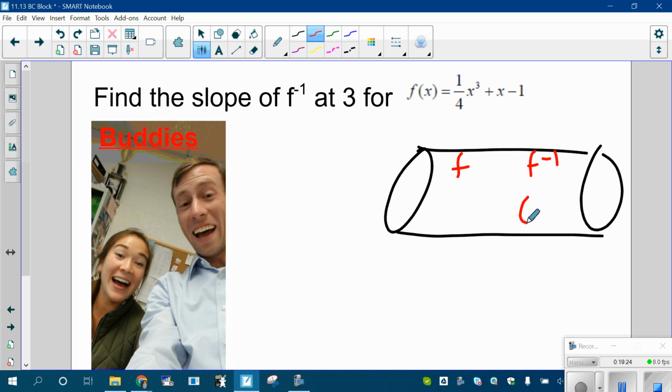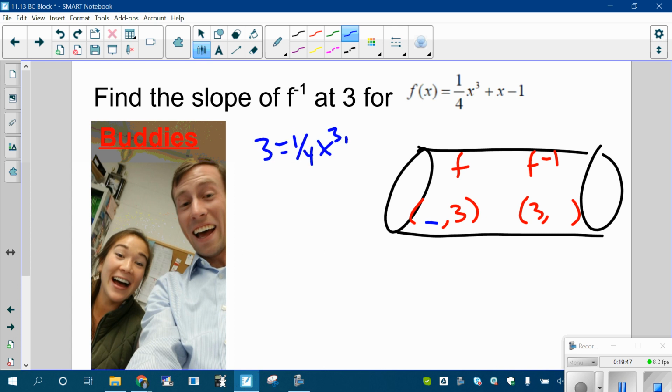Anyway, for the buddy burrito, I have my original and my inverse. Because I'm looking for an x value of 3 on the inverse, that will correspond to a y value of 3 on the original. What I need to do is complete the buddy point. In other words, I need to figure out what x value on the original gives out a y value of 3.